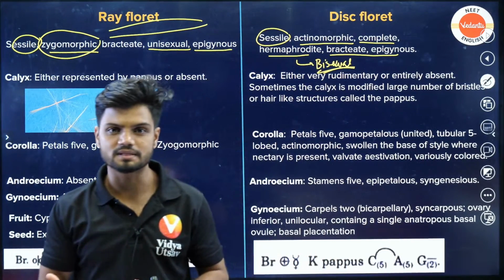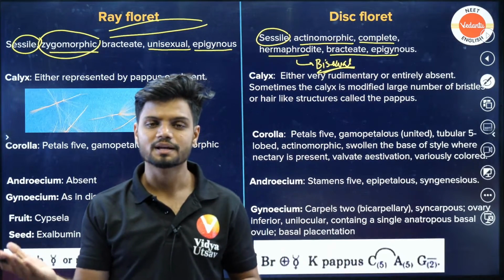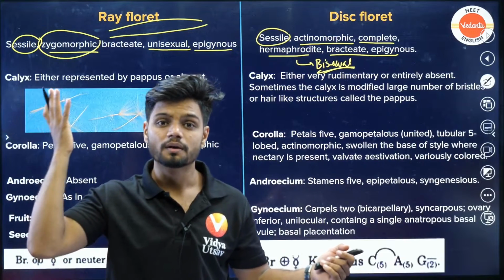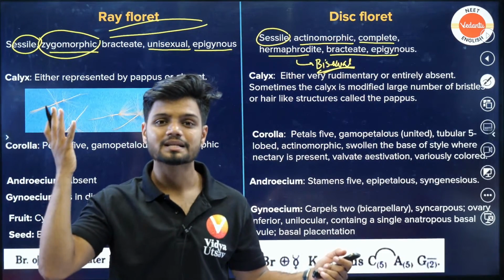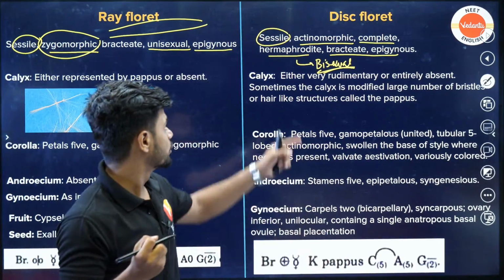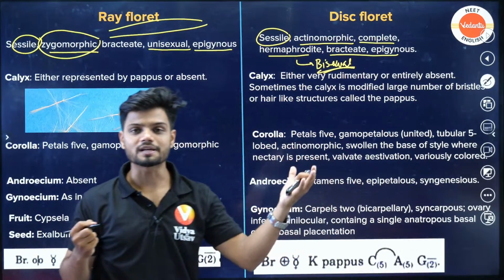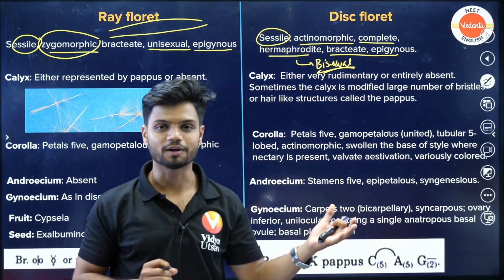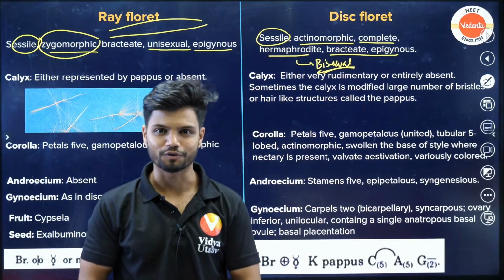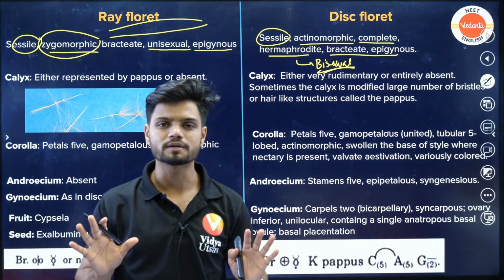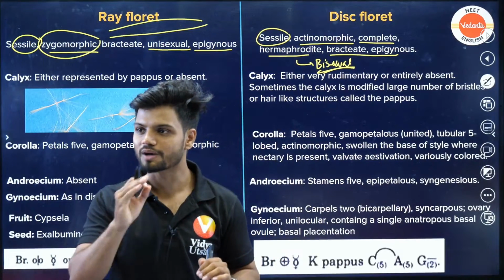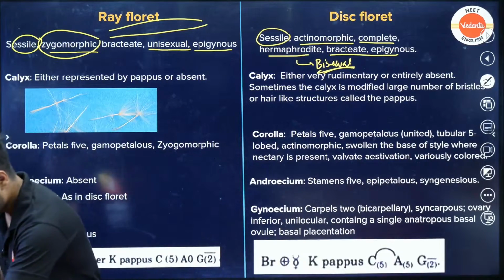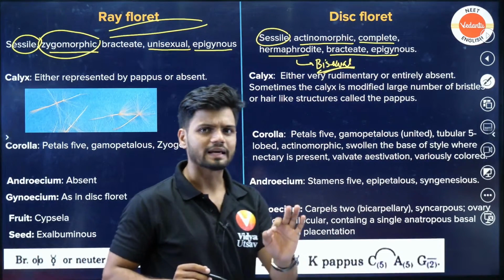So the main difference between your ray florets and your disc florets is that ray florets are going to be unisexual as well as zygomorphic in nature, while your disc florets are going to be bisexual as well as actinomorphic in nature. Remember these points and you are set. Now, students, can they ask you a question on calyx now?